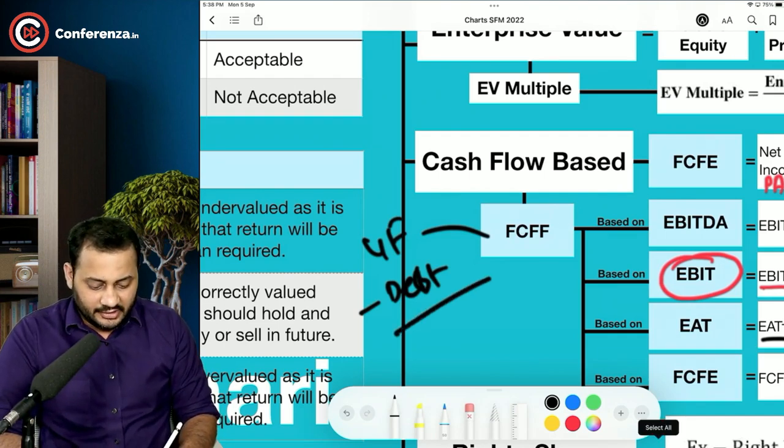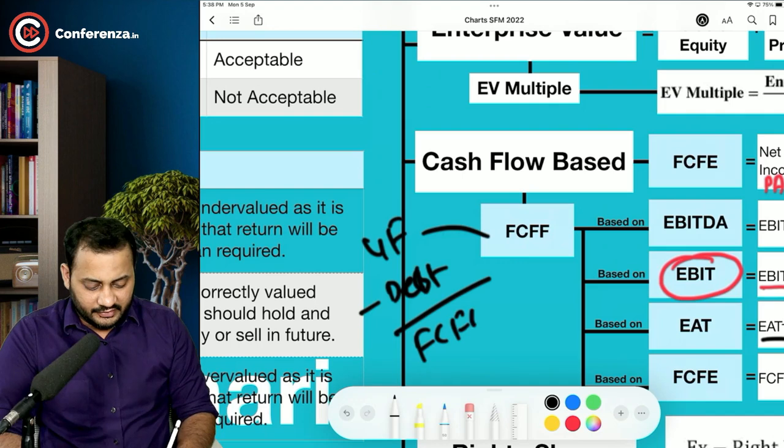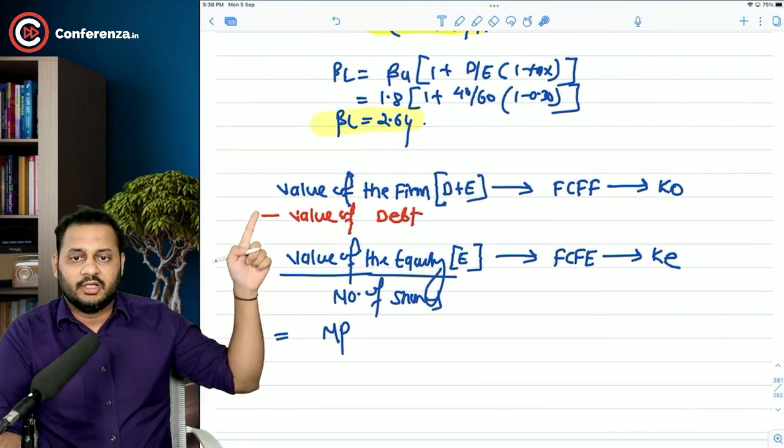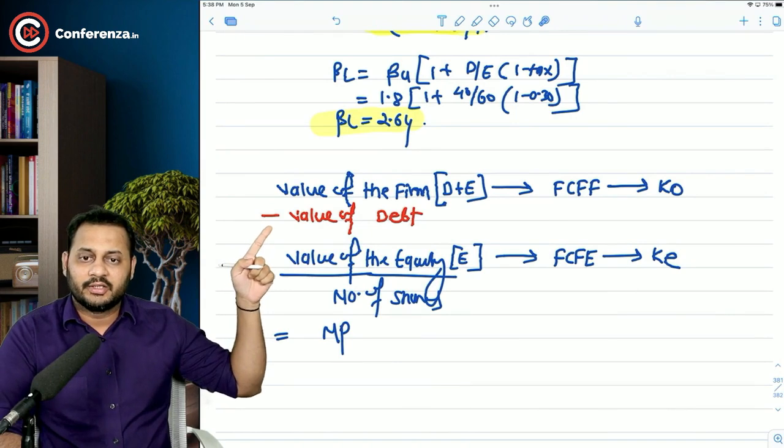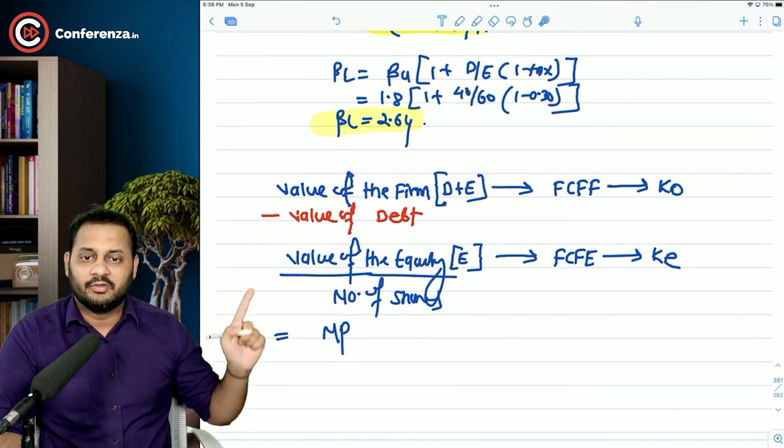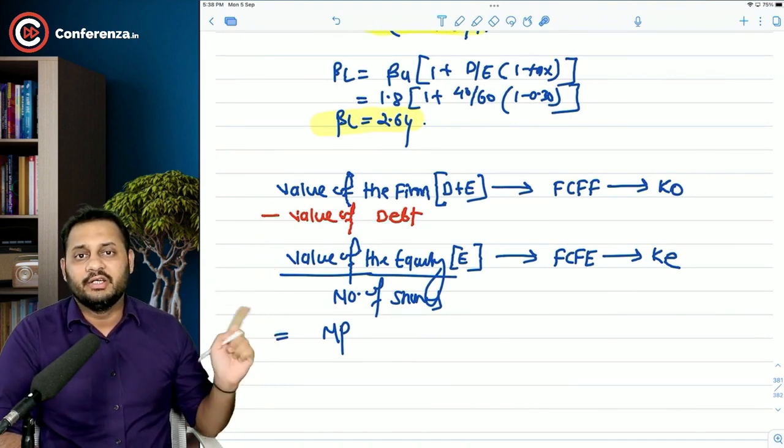And then you will reach, we can say, value of the firm. Value of the firm minus debt is equal to value of the equity. Like this. Once you calculate the value of the firm, you can deduct the value of the debt to arrive at the value of the equity in order to calculate the market price of the equity share.